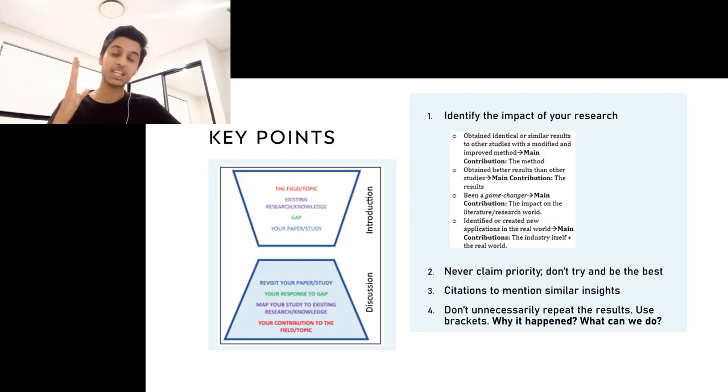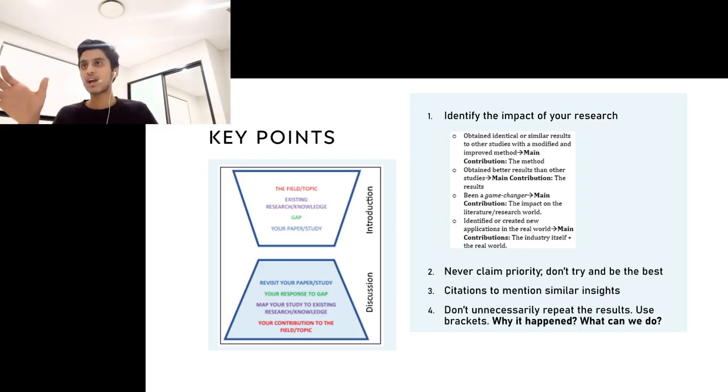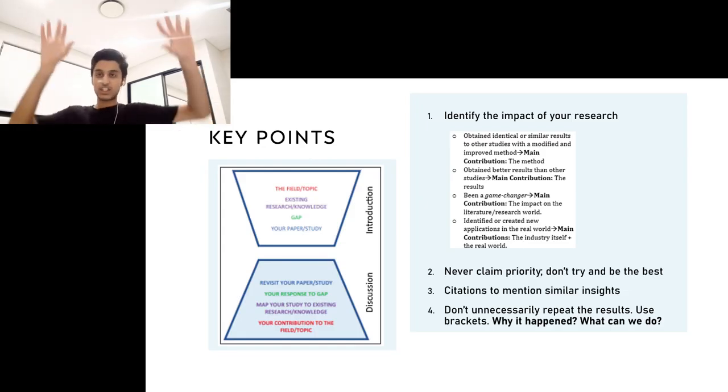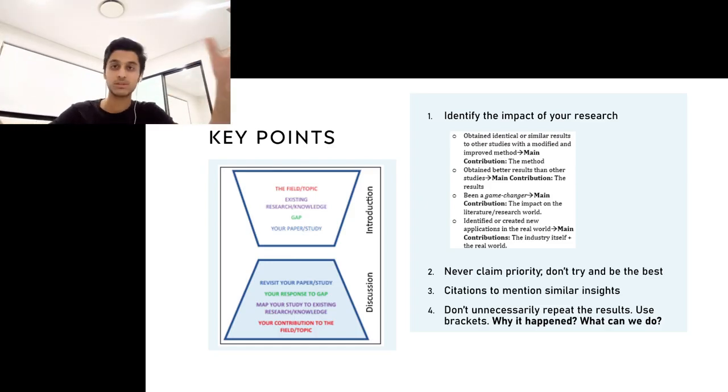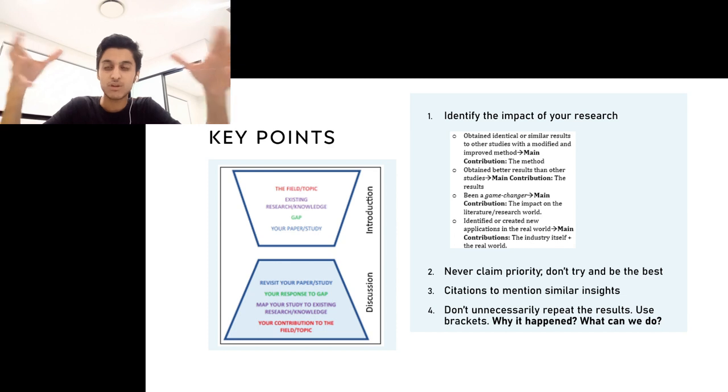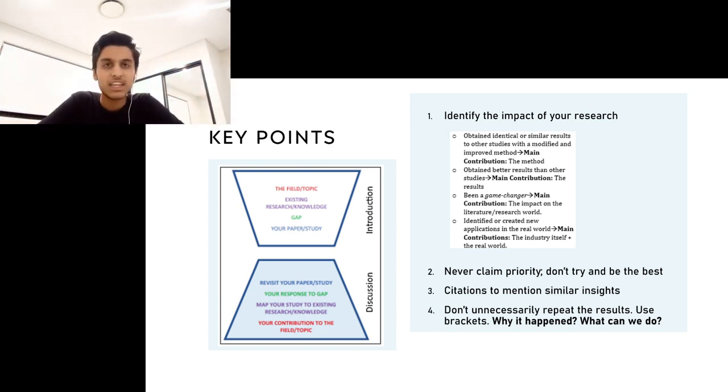Okay, second key point, never claim priority. Don't try and be the best. Basically, if you try and show that you're intellectually superior and you say, our study was the first to have done this, it only ends up making you sound dumb. Because imagine boasting in real life, and you're talking with a group of people and you're boasting towards them, like, look at me, I've achieved this and that and that. No one wants to hear that.